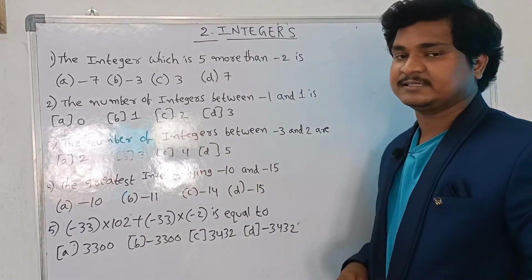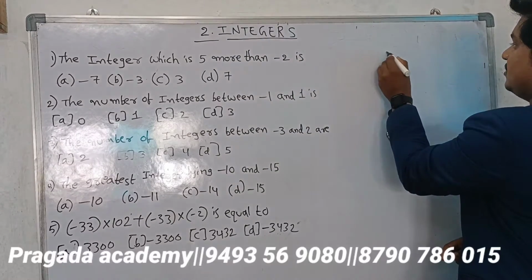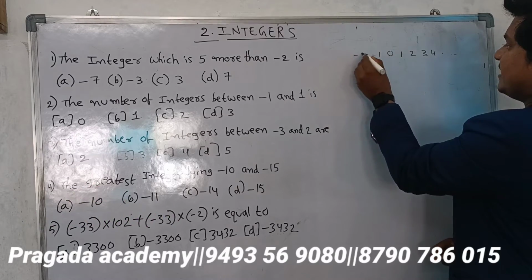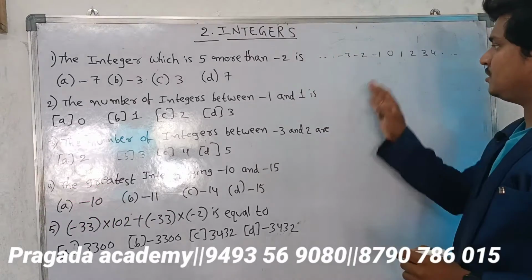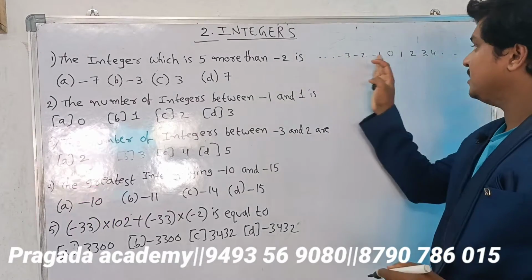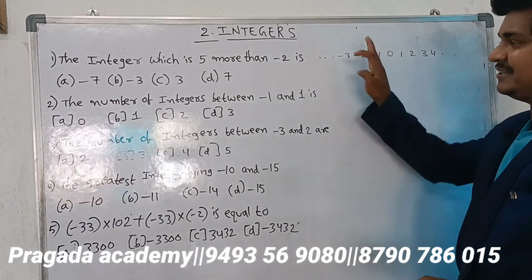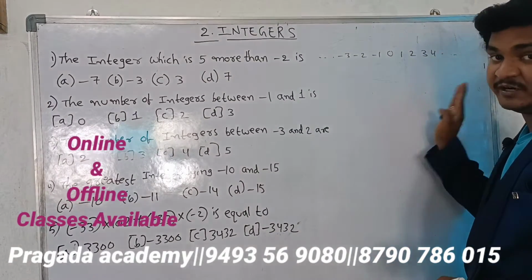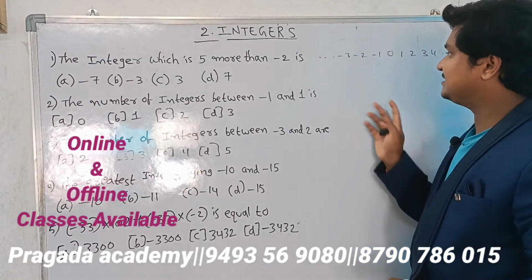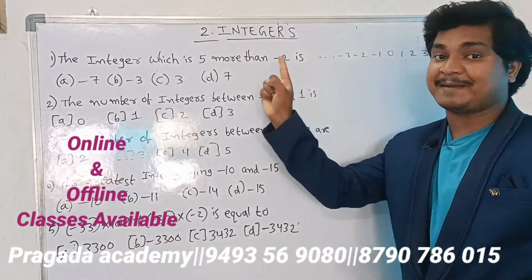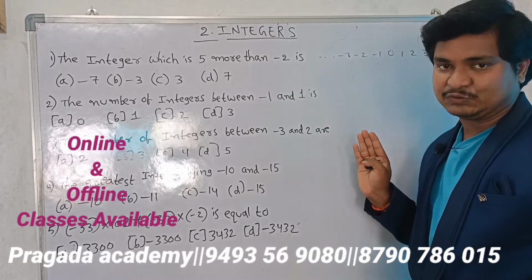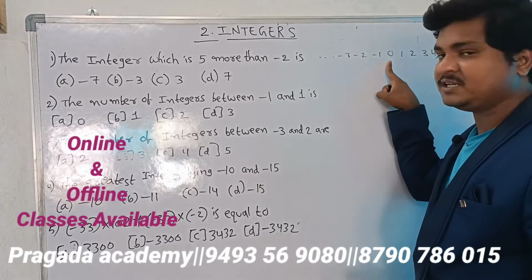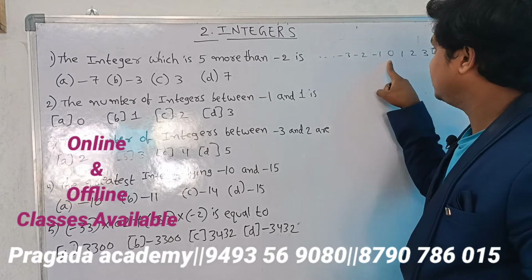See, basically integers are nothing but 0, 1, 2, 3, 4 up to so on, and -1, -2, -3 up to so on. So all the numbers from -infinity to +infinity we can say are the integers. Positive integers are 1, 2, 3, 4 up to so on infinity. Negative integers are -1, -2, -3 up to so on minus infinity. And 0 is neither positive nor negative. It is the integer which is neither positive nor negative.